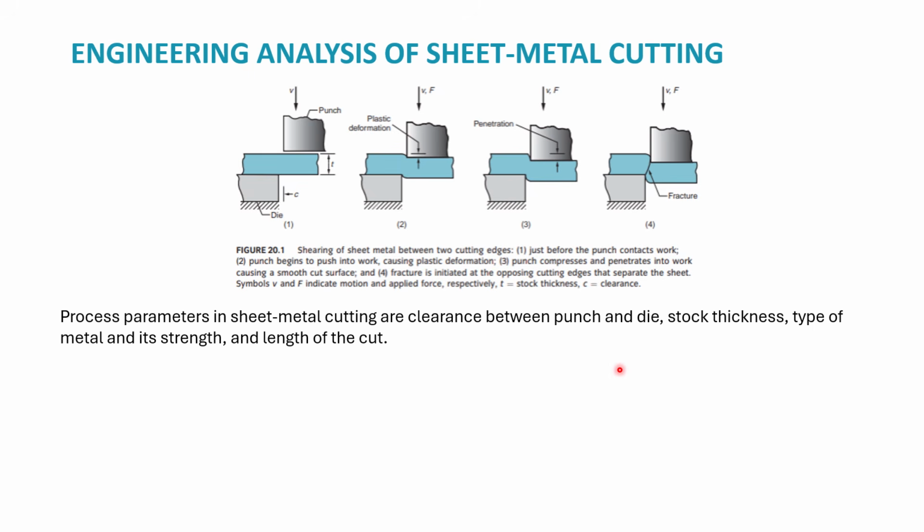So that's what we have in the shear cutting operation. The parameters we have here, once again, are the clearance C between the punch and the die, the stock thickness T, the type of the metal and its strength, and the length of the cut.